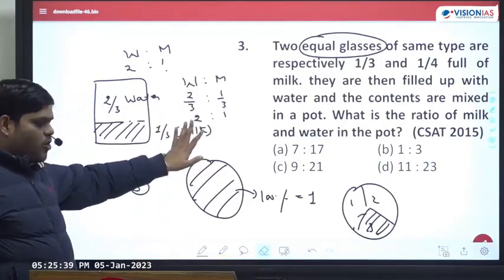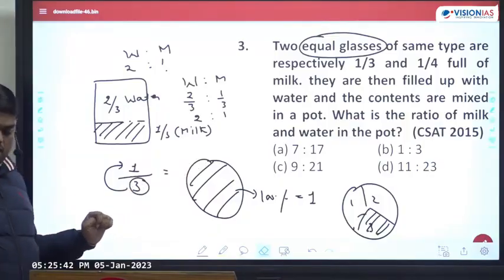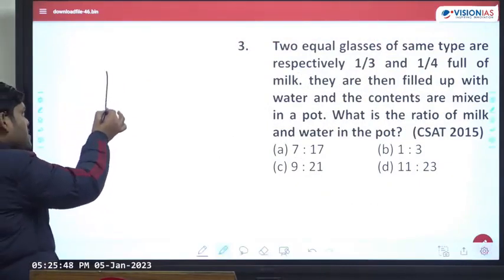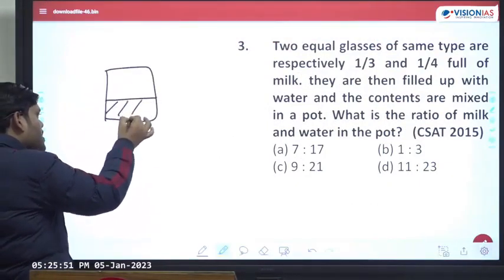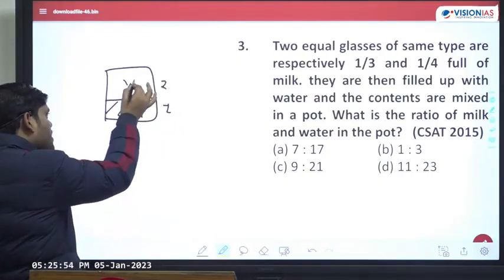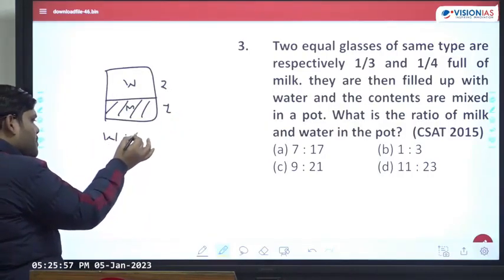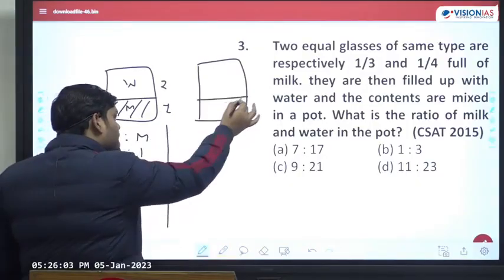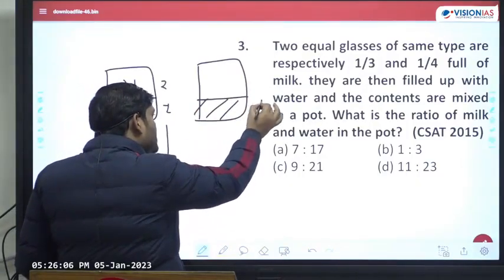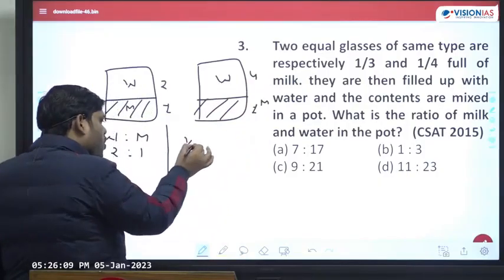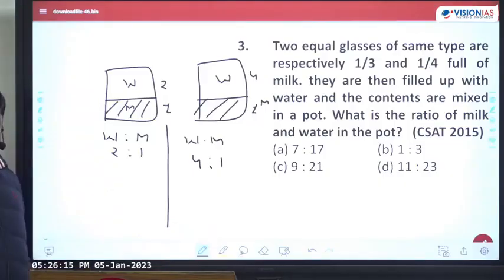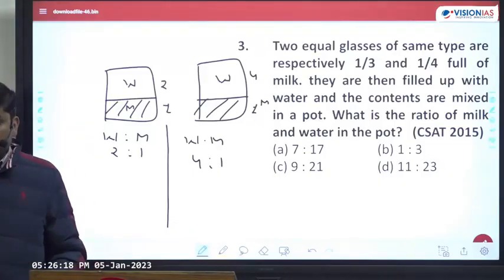So I hope 1/3 is clear to everyone. Now it is simple: first, 1/3 is milk, that means 1 part is milk, 2 parts are water, so the ratio of water and milk is 2:1. In the second case, 1/4 is milk, so 1 part is milk and 4 parts are water, so water to milk is 4:1. As simple as that. Now both are mixed together.